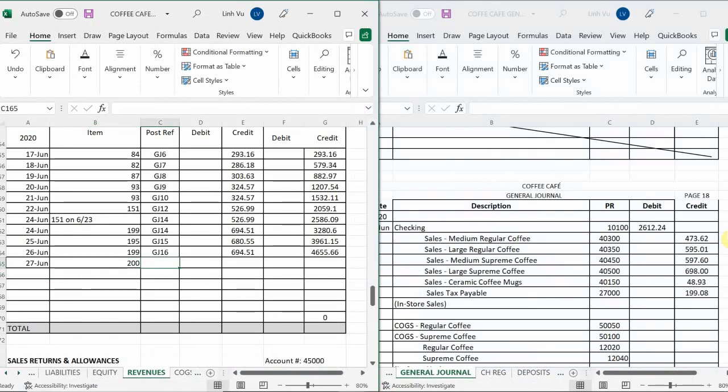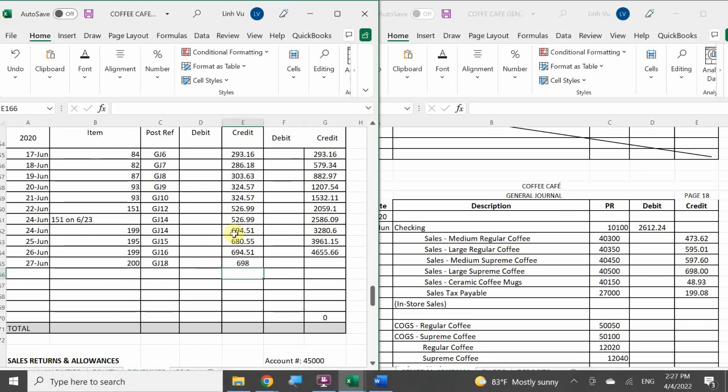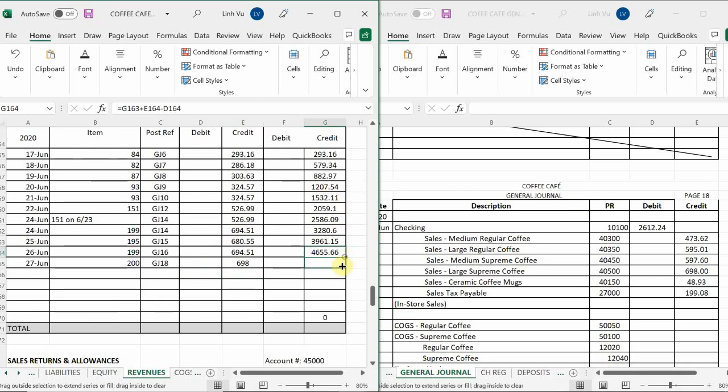200 for $698 even. So, what is the grand total sales for my large supreme coffee? 53, 66. So there was a miscalculation there. So 53, 66 is what we should get.